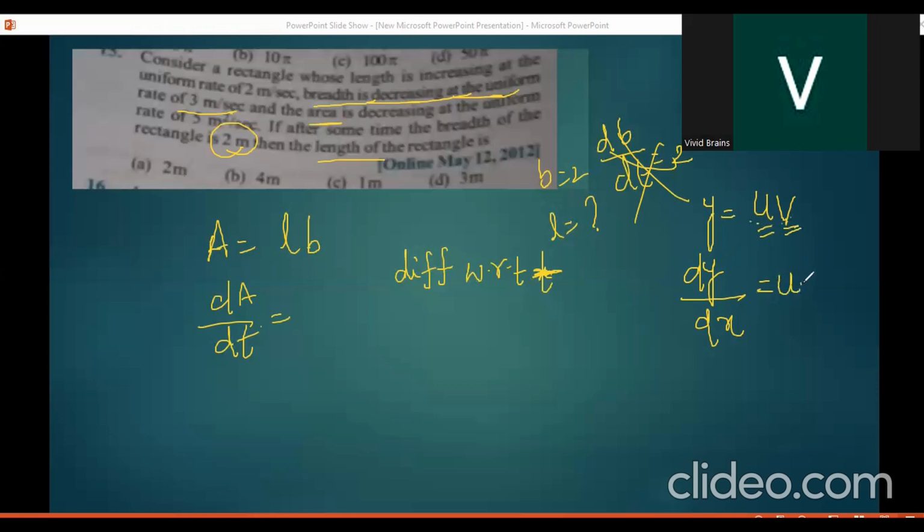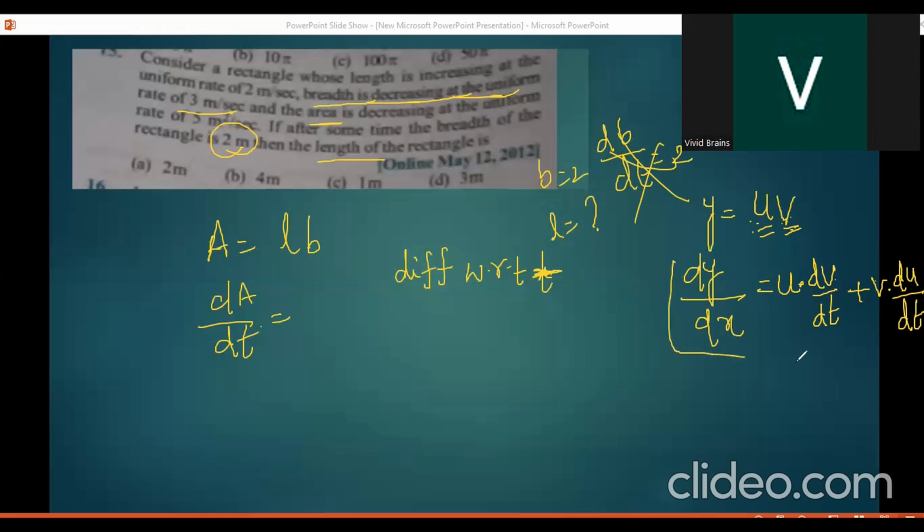Because two variables are multiplying with each other, you keep the first variable as it is and you differentiate the second variable. Anyway, you can also first differentiate the first variable and keep the second variable as it is. That is your wish, because addition is commutative. Now I am keeping v as it is and I am differentiating u. Any doubt? You differentiate one at a time and keep the other thing as it is.